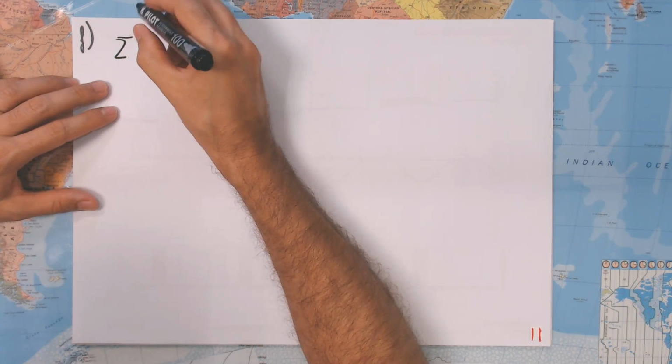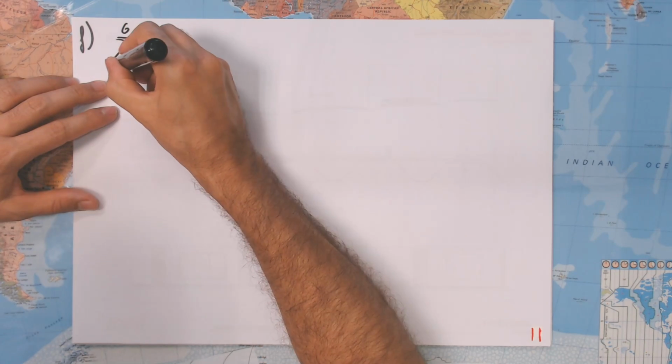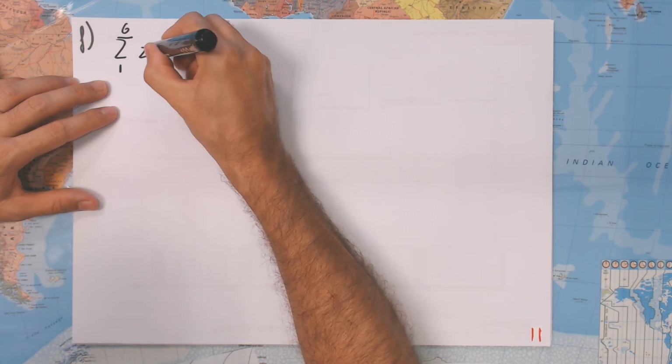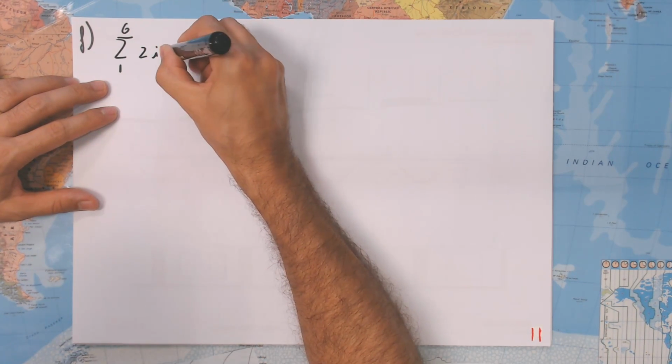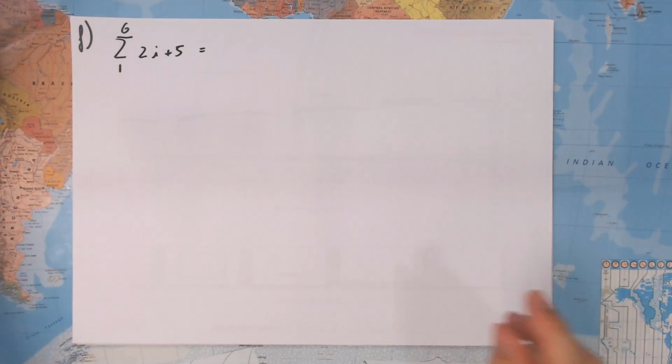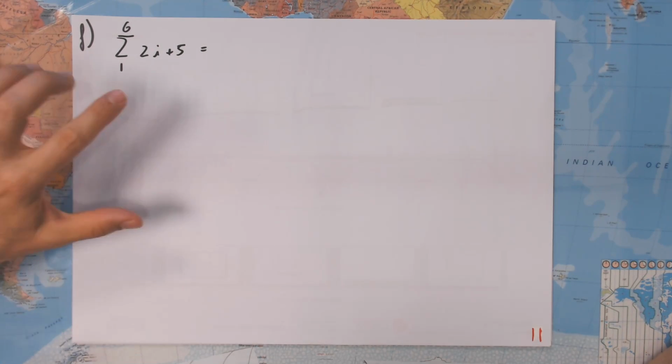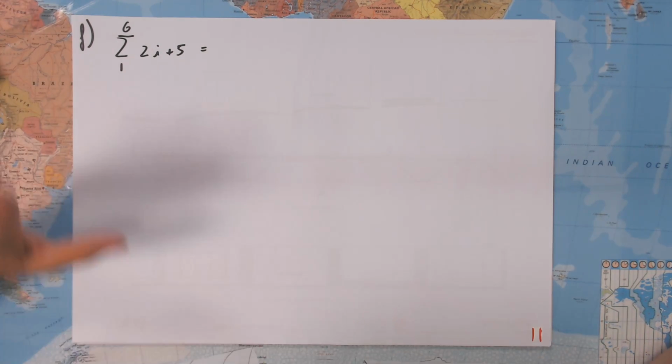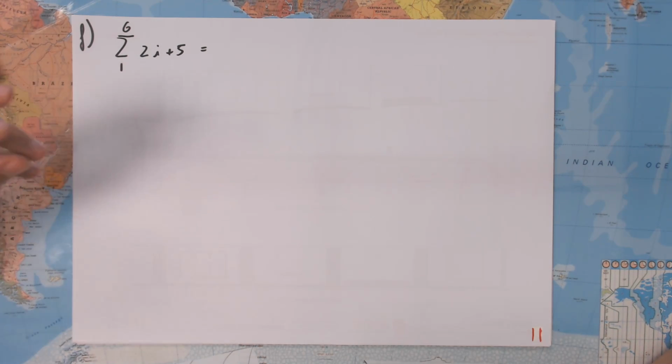Now, summation from 1 to 6, and the term is 2y plus 5. Okay, again, pause, do it on your own, and then let's go back. And again, don't use a calculator, okay? We're not using a calculator in here. I just wanted to teach you not to use calculators in here.